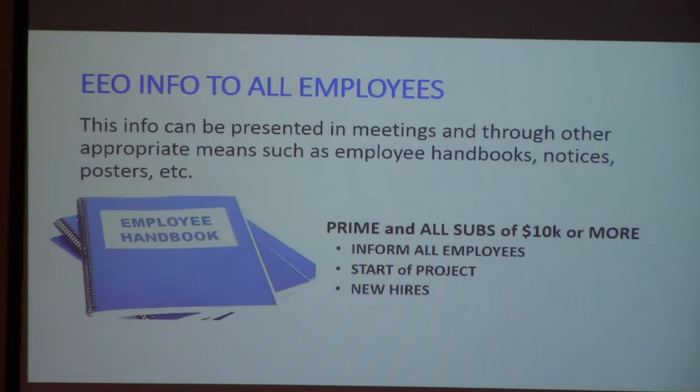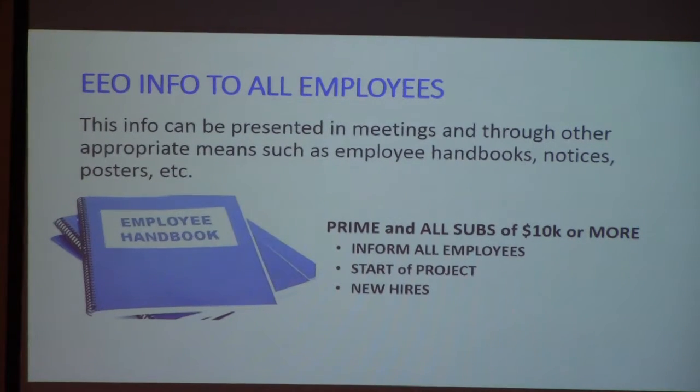Prime and subcontracts of $10,000 or more, inform all the employees before starting the project, and new hires within 30 days. Show them where their bulletin board is. You'd be surprised. I walked up to the board last year and was standing behind the bulletin board with the labor interview. Do you know where your job site bulletin board is? I've never seen it. What I do is walk them over and say, here's your job site bulletin board. Then the EEO officer is introduced to employees. Do you know who your EEO officer is? No, never met him.